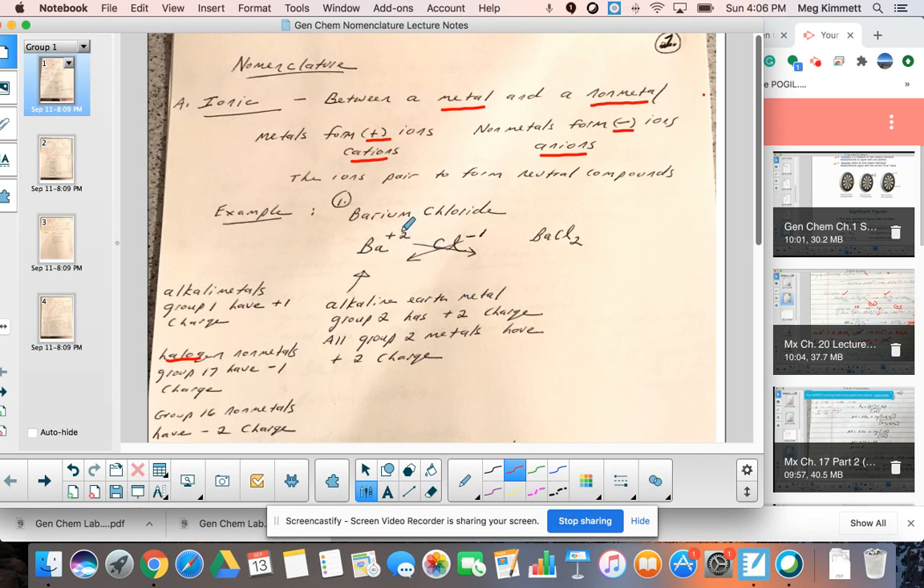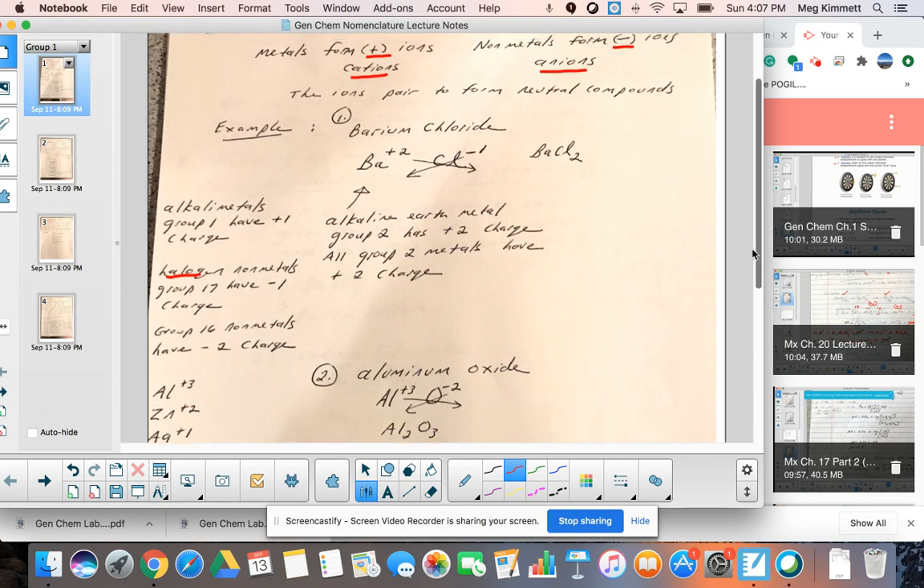So what we'll do here, once we identify the charge, the +2 here on the barium, the -1 on the chloride, I always say that you do a crisscross. You take the charge number on the non-metal and it becomes the subscript of the metal. And then the same thing here, you take the charge of the metal and it becomes the subscript of the non-metal. You don't bring the sign of the charge down, you just bring the absolute value of that number. So this formula becomes BaCl2.